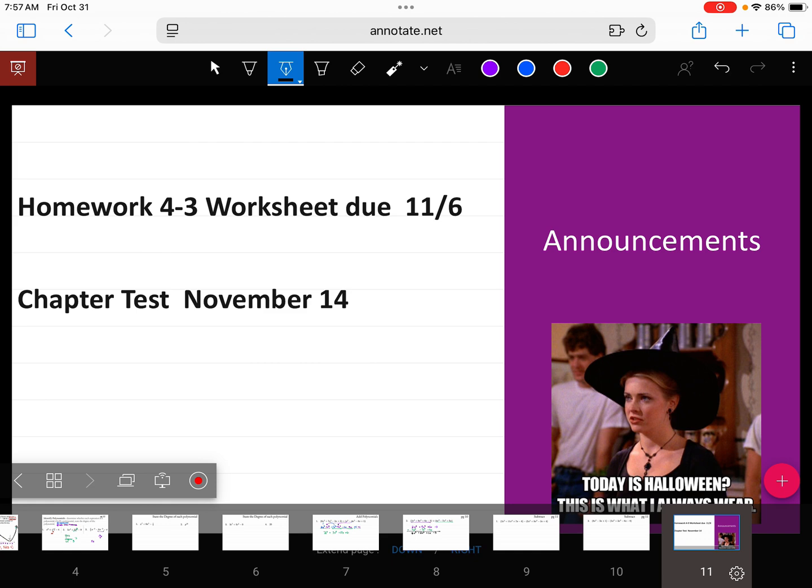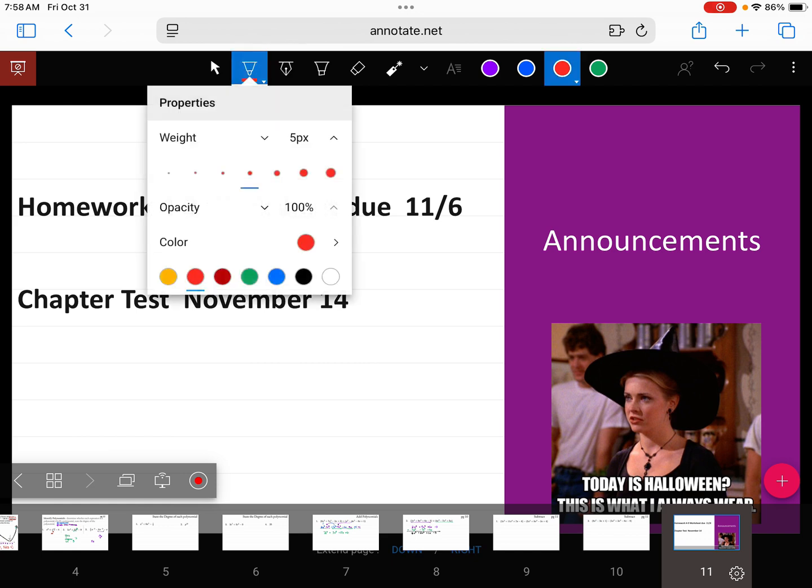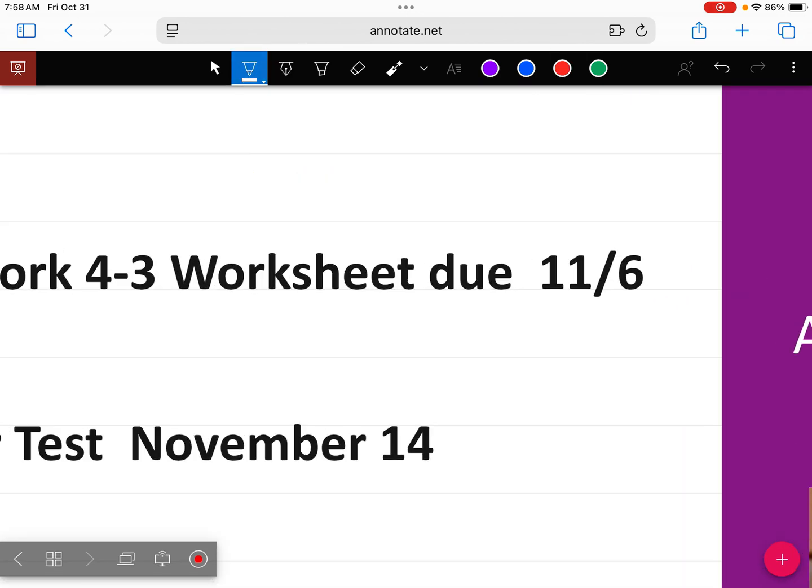And then I will give you guys 4-3 on Monday just because I don't actually have it copied right now. So I forgot. So work on 4-2. It is due on Monday. And I will have homework 3 for you then. So 4-2 through 11-3.